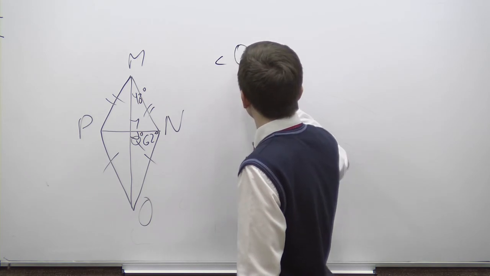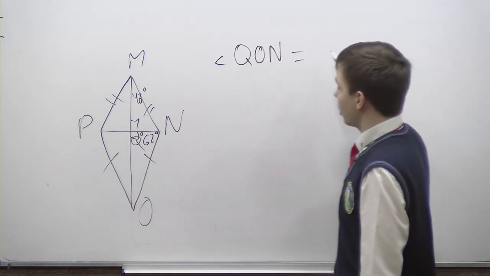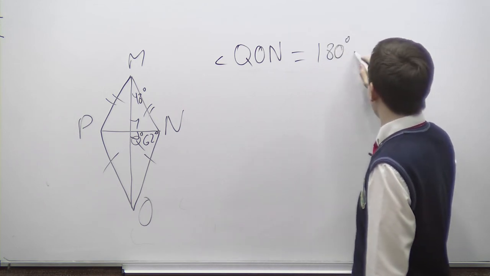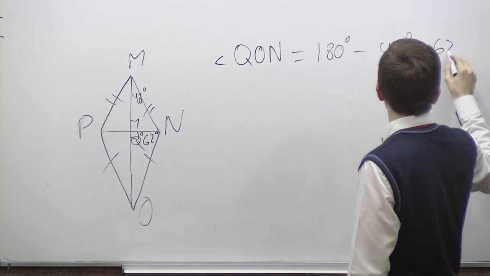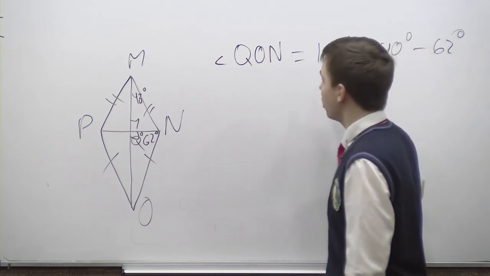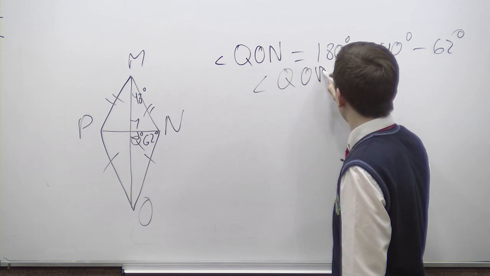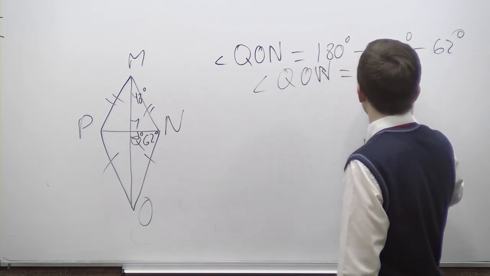Angle QON equal 180 degrees minus 90 degrees minus 62 degrees. So angle QON equals 28 degrees.